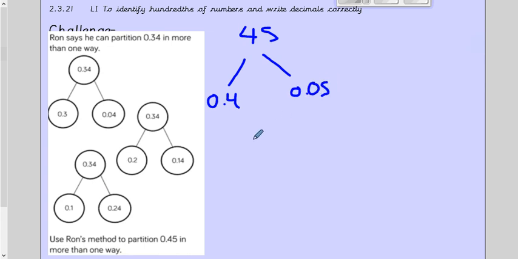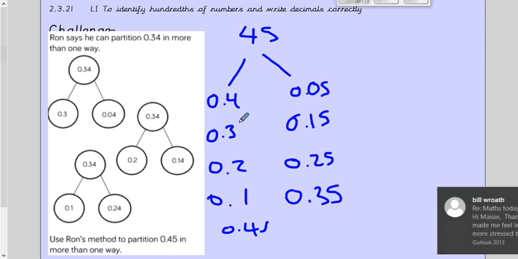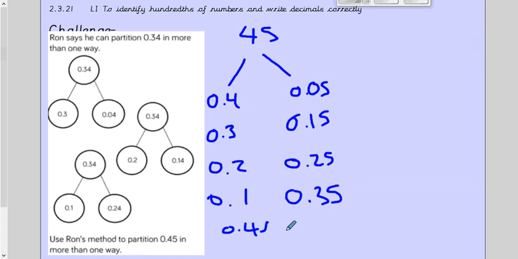You might have, I'm just going to write them down here, you could have 0.3 and 0.15, 0.2, 0.25, because if they added together, they would still make that, 0.1, 0.35. And I guess you could go down to the bottom one, which would just be 0.45, but then you'd only have one bubble filled up. But those are the main ones. Sorry about the email. So those are the main ones for that.